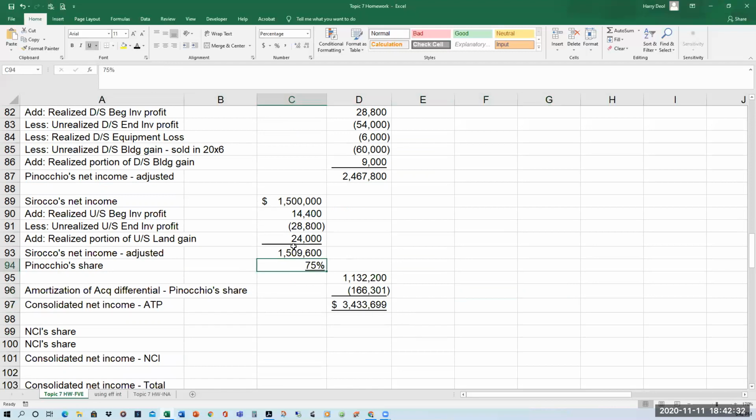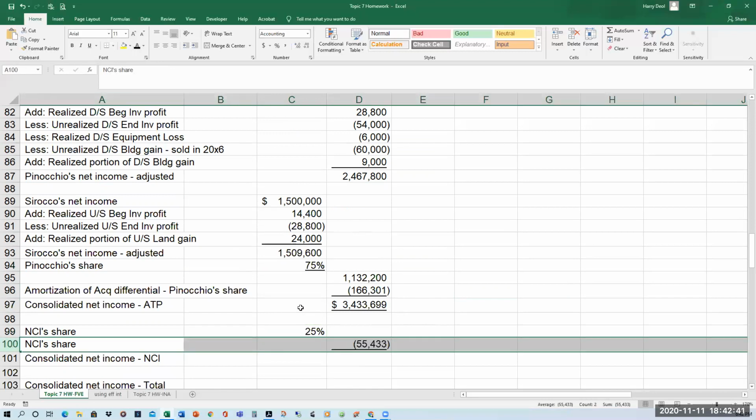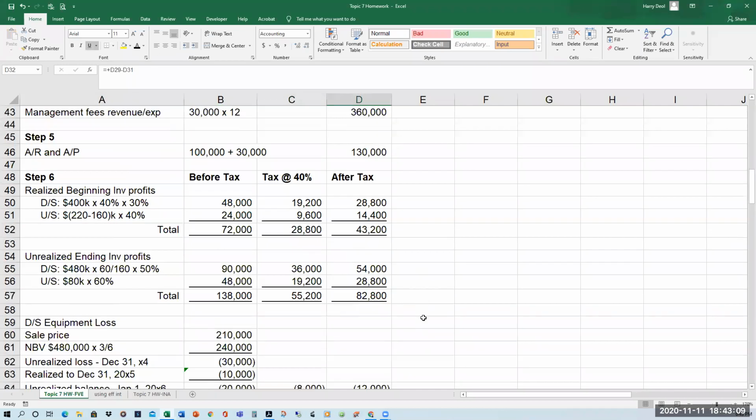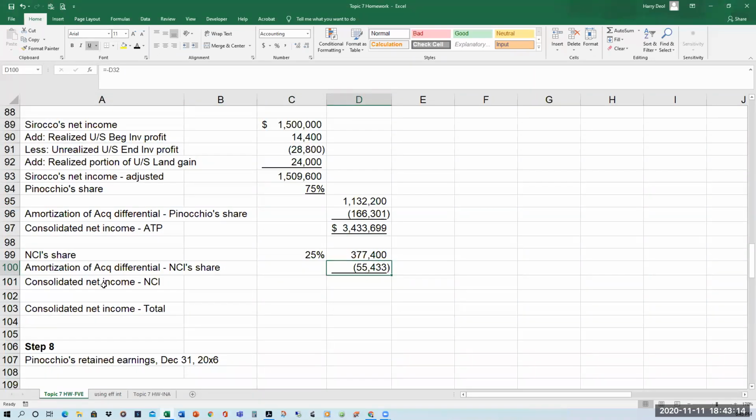Now, since 75% of Sirocco's net income was attributable to the parent, the remaining 25% is attributable to NCI. So NCI picks up 25% of the 1,509,600, and that's 377,400. And then you want to subtract NCI's share of the amortization of acquisition differential, which is 55,433. You want to subtract 55,433 from this 377,400 to get the consolidated net income attributable to non-controlling interest, 321,967. These two amounts, the consolidated net income attributable to the parent and the consolidated net income belonging to non-controlling interest, give us the total consolidated net income, 3,755,666.